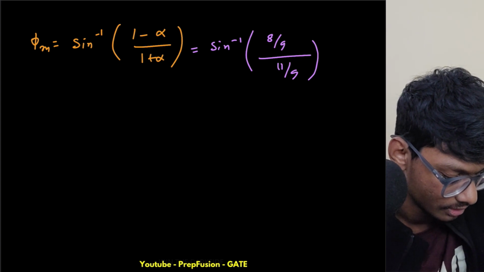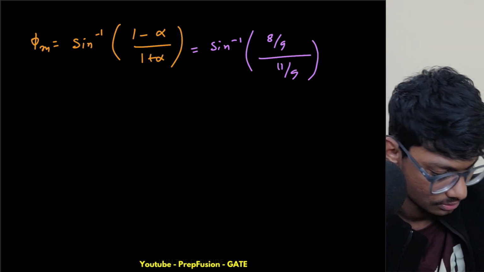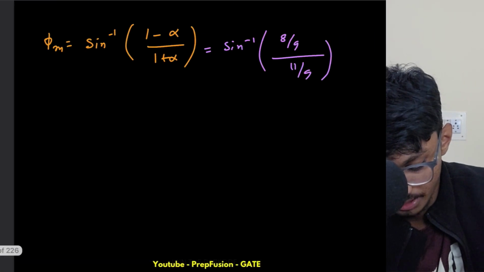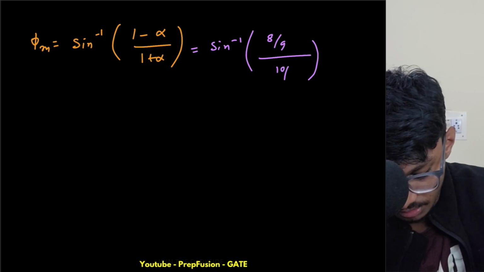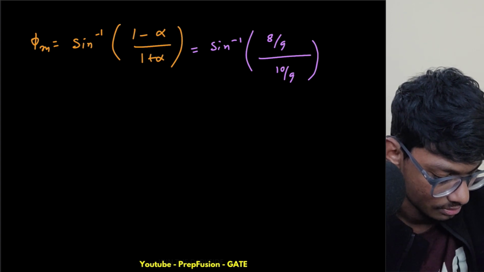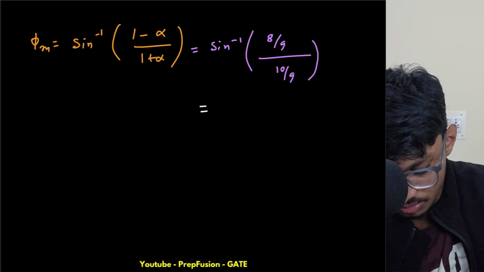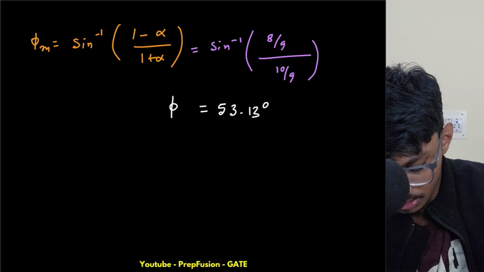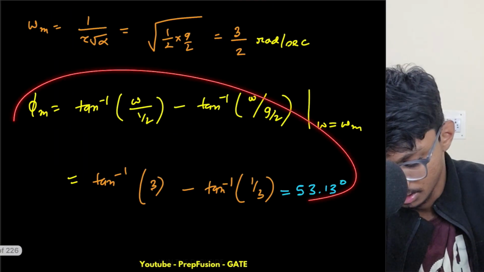Sorry, it is 10 by 9, so it becomes 8 by 10. Sine inverse of 8 by 10 gives 53.13 degrees. So from here also you can get the maximum phase. So this is method 1.